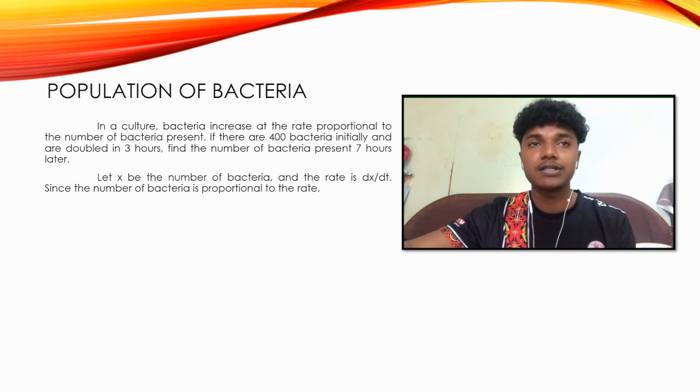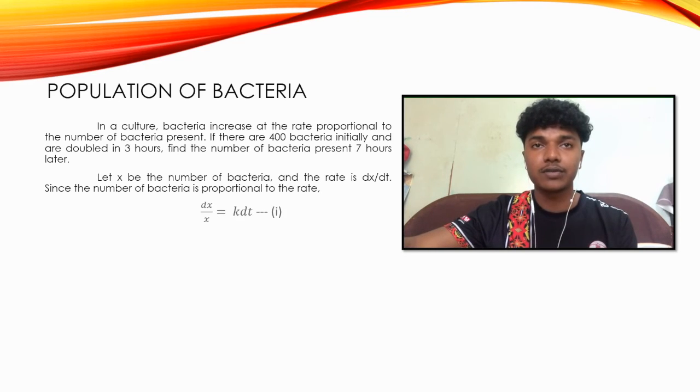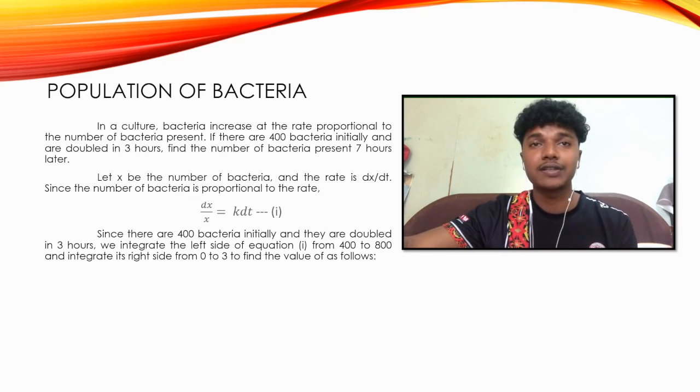dt. Since the number of bacteria is proportional to the rate, we can simplify the equation into dx over x equal to k dt, because first dx over dt is equal to kx. So if we simplify the equation, it will become like this, the first equation. Since there are 400 bacteria initially and they double in 3 hours, we can integrate the left side equation from 400 to 800 and integrate the right side from 0 to 3.